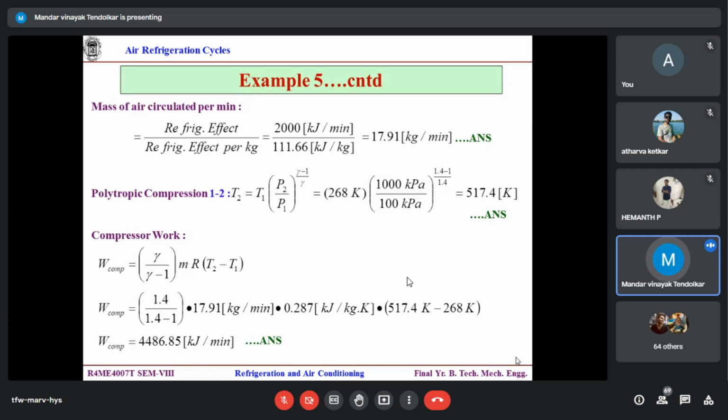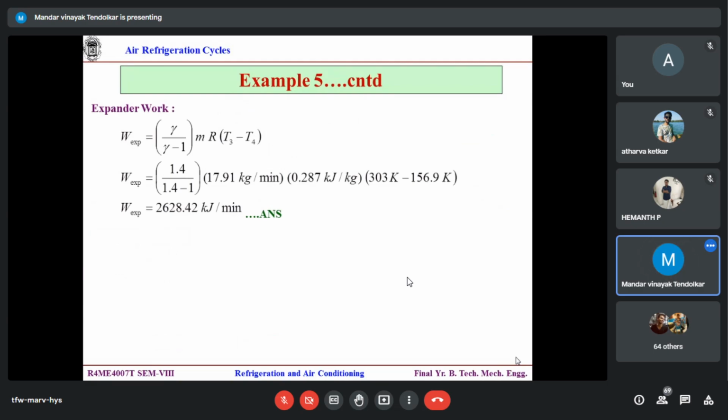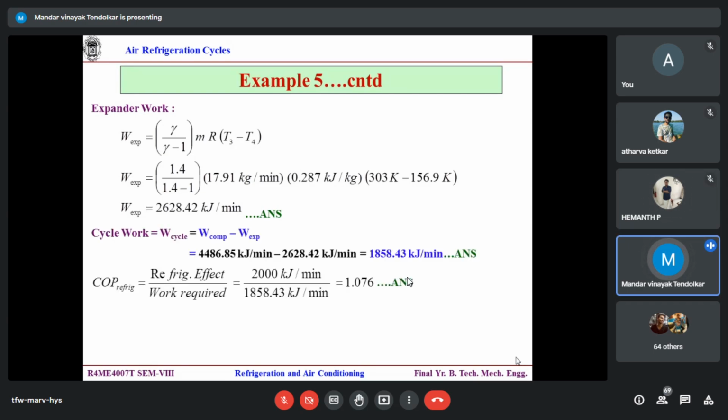So refrigeration effect numerator, compressor work denominator. Sorry, expansion missing. So find out the expansion work. T3, T4 just now we have calculated. So use the same m into Cp into T3 minus T4. You should get the same answer. Yes, sir. Okay. So in the denominator, compressor minus expander. So what is the net work? Cycle work, compression minus expansion.